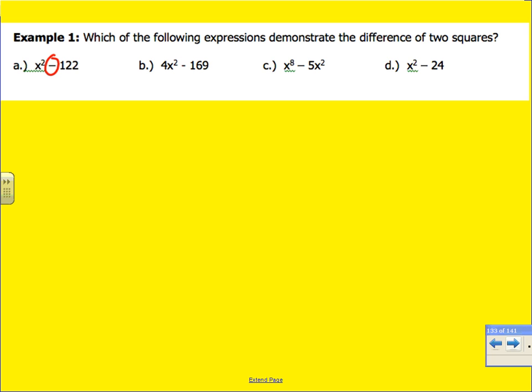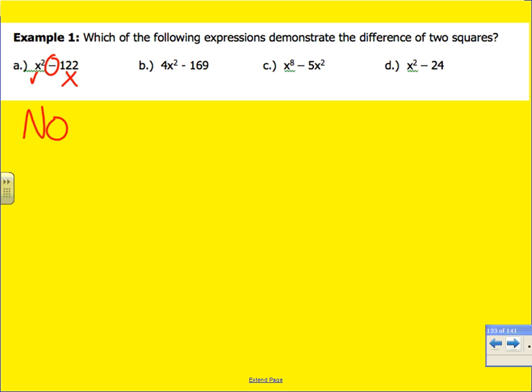X squared is a perfect square because any variable to an even number exponent, if we square root it, is a perfect square. 122 is not a perfect square because the square root of 122 is not a nice number. There is not a number that we can take and multiply by itself to get 122. Therefore, this problem does not meet all three characteristics of factoring by difference of perfect squares. So that one does not demonstrate difference of perfect squares.